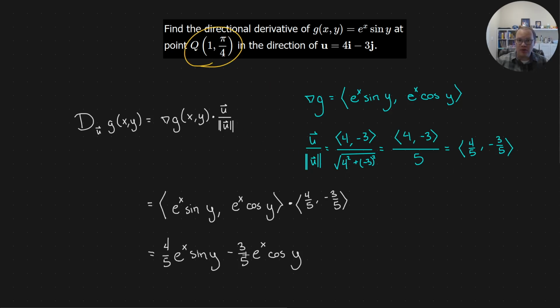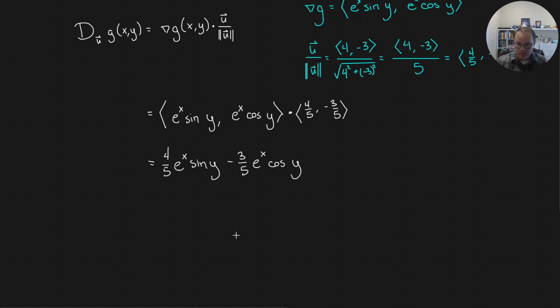In particular, I'm interested in the point 1 comma pi over 4. So let's plug that in. And so I get 4/5 e to the x, so e to the 1, sine of pi over 4, minus 3/5 e to the x, so that's e to the 1, cosine of y, so that's cosine of pi over 4.